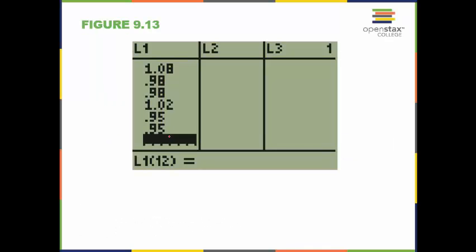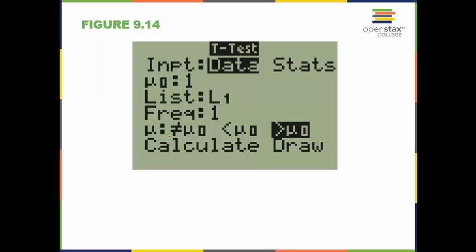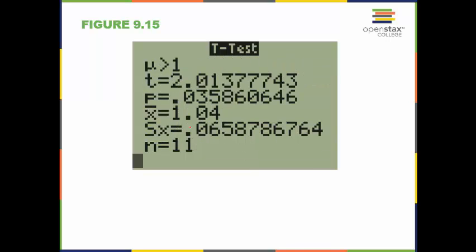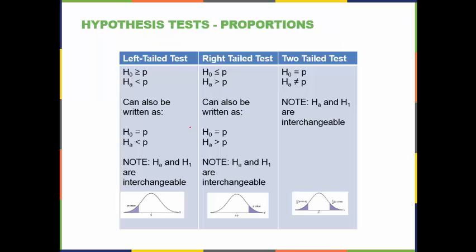Your TI calculators will also do hypothesis testing. If you want to do it by a list, you put your data into a list. So when you're putting raw data in, you choose data, and you have to put your mu naught in, the list, and the frequency. If you were going to use stats, or if you were given summary values, you choose the stats option, and it would ask you for your mu naught, your mean, and your sample size, and then you would choose which test to use, and it will actually show you a picture.